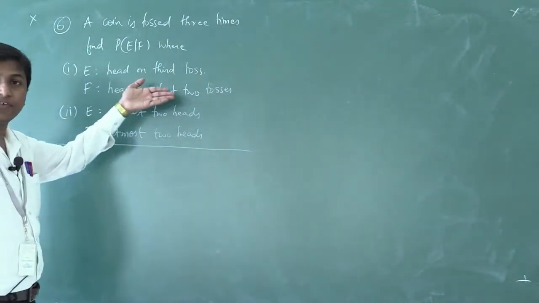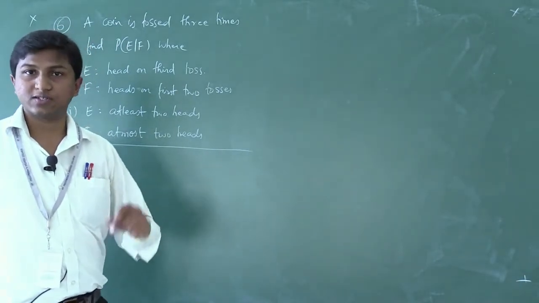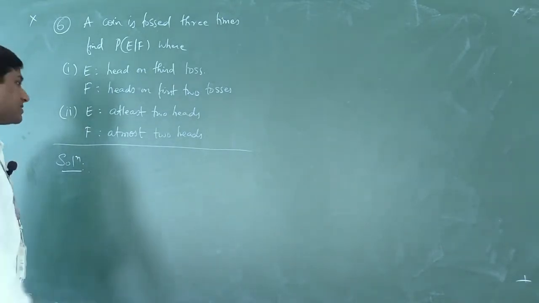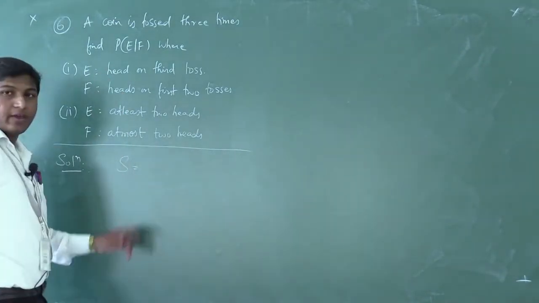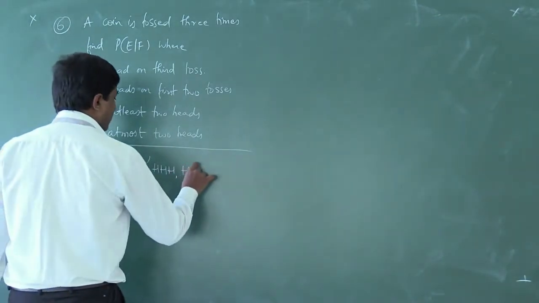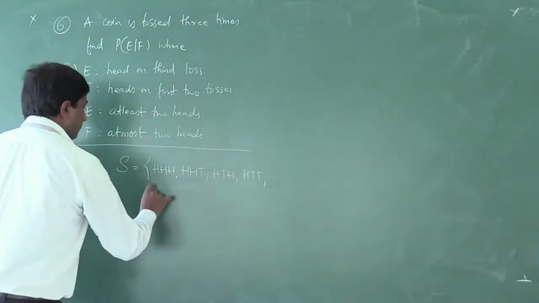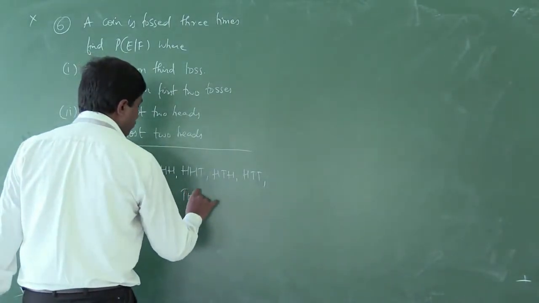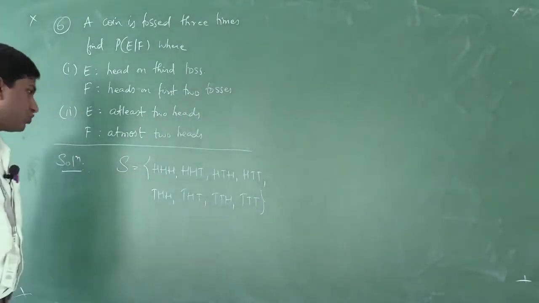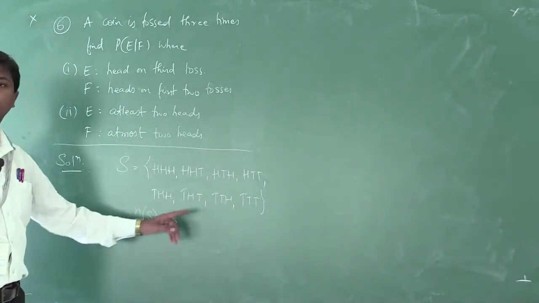Before writing events E and F, we will first of all write the sample space of the random experiment. A coin is tossed three times. So totally, we know that there are eight outcomes for this random experiment. The sample space is denoted by capital letter S. We start from HHH, then HHT, then HTH and HTT, THH, THT, TTH, the last one is TTT. So there are totally eight elements in the sample space. We can denote it as N of S equals 8.